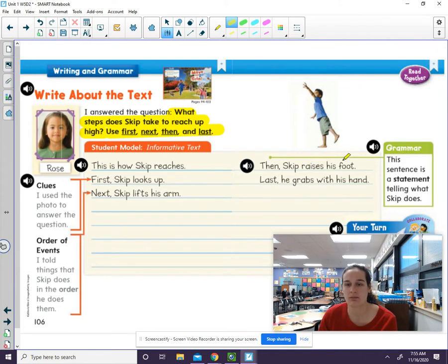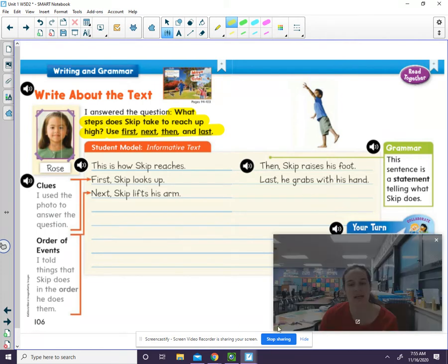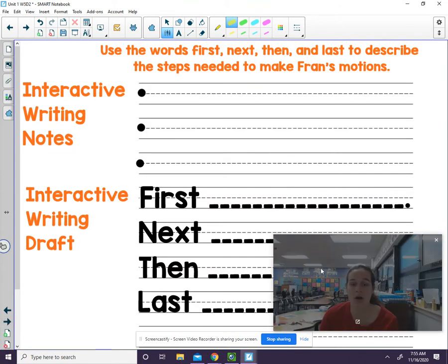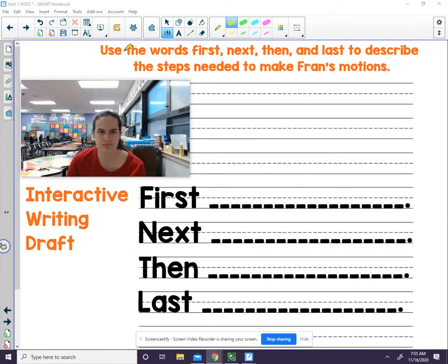Then Skip raises his foot. Last, he grabs with his hand. So she told us the 4 things he needed to do to be able to reach. Nice job, Rose. Now we're going to take a look to see what our question is for today. It says use the words first, next, then, and last to describe the steps needed to make Fran's motions.